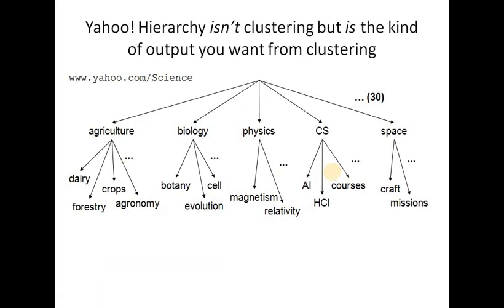And the Yahoo hierarchy is not clustering, but it is the kind of output you want from clustering. You can examine it in information retrieval. So this is the center point, and then the data will be divided. If a user is looking for some data, say the user just types science, then the science data will be divided into agriculture, biology, physics, CS and space, and then these will be divided into subsections: dairy, forestry, crops, agronomy. You can see the representation. So basically Yahoo doesn't follow the actual clustering concept, but they are looking for patterns like clusterings.